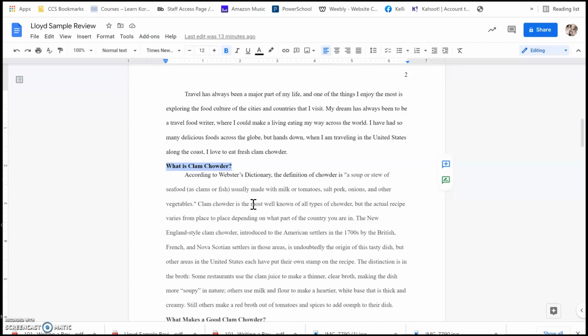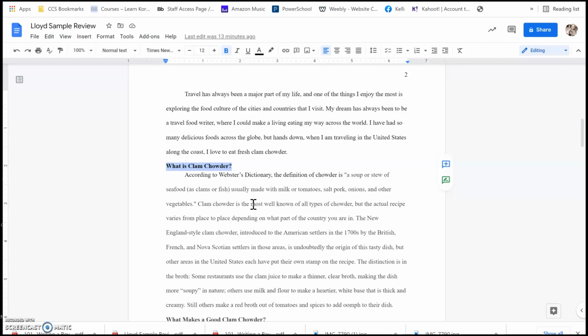And then I talk a little bit about the origin of clam chowder and how New England is kind of where it started. And then I talked about that being widely accepted as the origin in the United States of this dish. But then I went on to say that other areas in the United States all put their own spin on what the chowder is. And then I go even further into that and talk about the different types of the recipe, and specifically how the broth is made different.